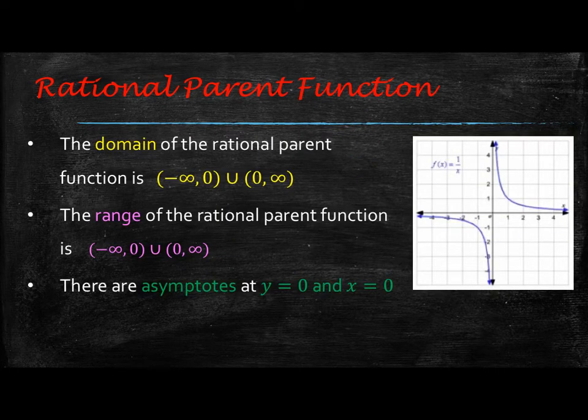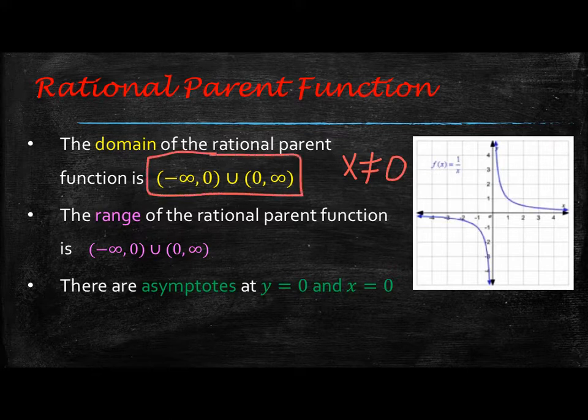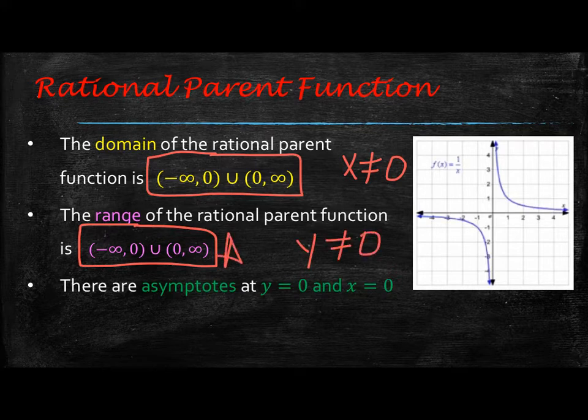Okay, the domain of the rational parent function is going to look like this. It's just negative infinity up to 0, union 0 to infinity. Some people also write it as just x cannot equal 0. But in my course, we're going to write it like this. Okay, the range looks the same way. Negative infinity up to 0, union 0 to infinity. And again, some people will write that as y cannot equal 0. But again, this is what I prefer.